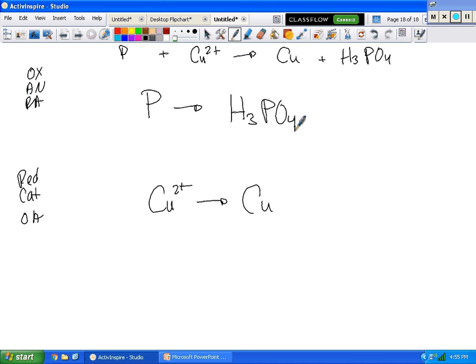Alright, so remember, atoms must balance first. P's balance? Yes. The problem is your O's don't balance. How do you balance oxygens? Out of water. How many to which side? 4 to the left.